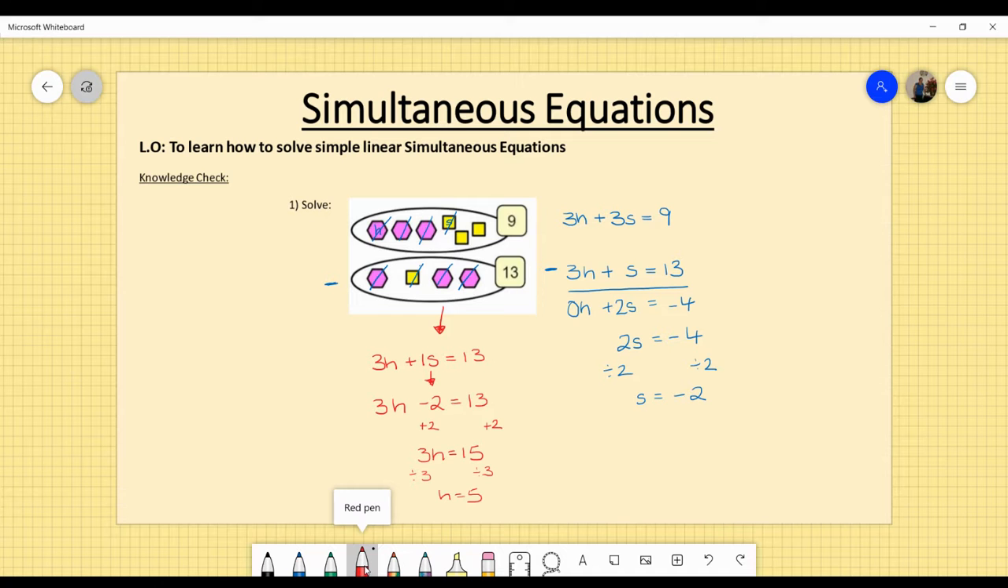So I know I've got 3 hexagons, so that's going to be 5, 5, and 5. Add them together and I've got 15. And then I've got 3 squares worth -2, so -2, -2, -2. So 15, take away 2 is 13, take away 2 is 11, take away 2 again does in fact give me 9. So that's how we can do it in terms of a diagram, but I want to focus more because the skill that you need is more linked to being able to do it with algebra.